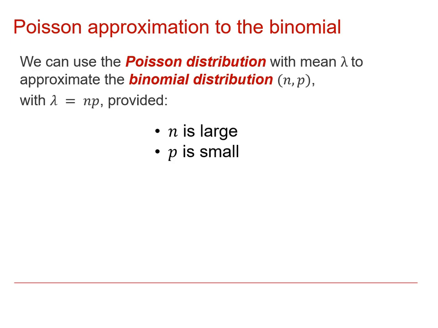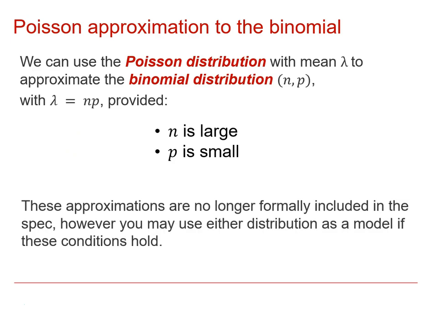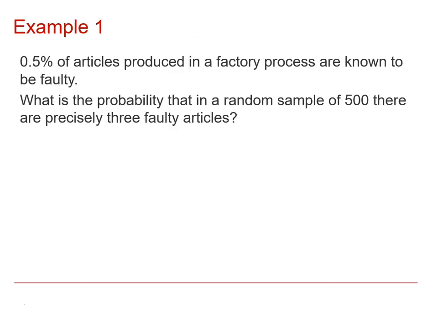These criteria seem quite vague, and they relate more to the days of tables. When n was large, you couldn't find a binomial table for the value of n, but if np was fairly small, you could find a table for Poisson. Now, the approximations aren't formally included in the spec anymore, but you may feel free to use either distribution as a model if the conditions hold.